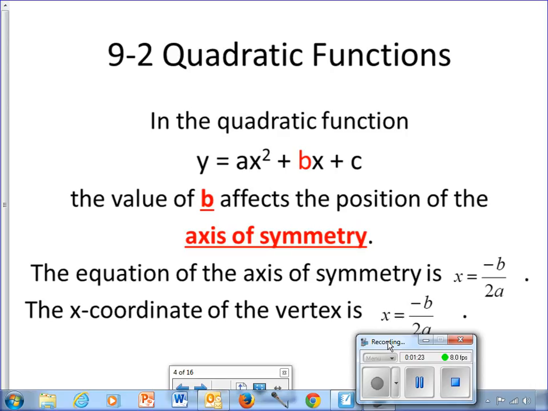So the equation of the axis of symmetry is found by taking x equals negative b divided by 2a. The x-coordinate of the vertex is found using the same formula because the vertex is on the axis of symmetry.